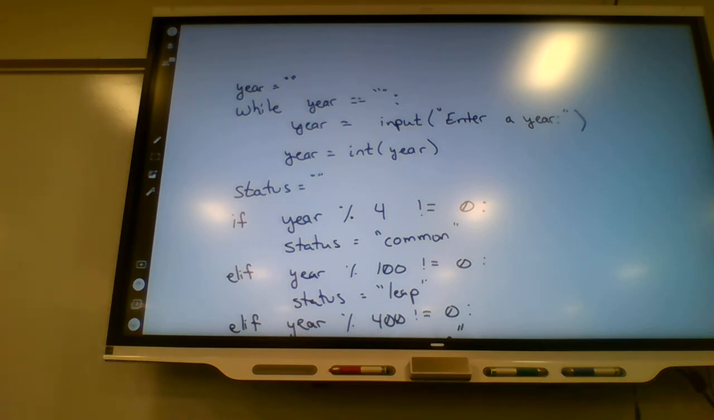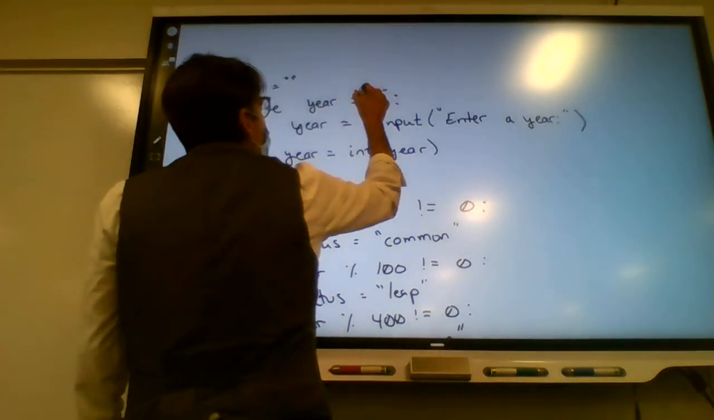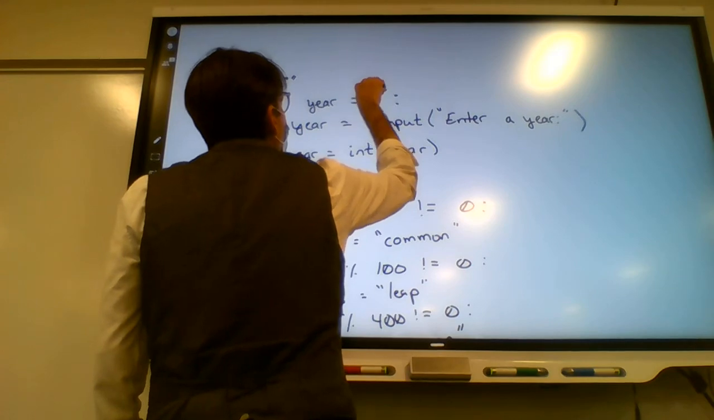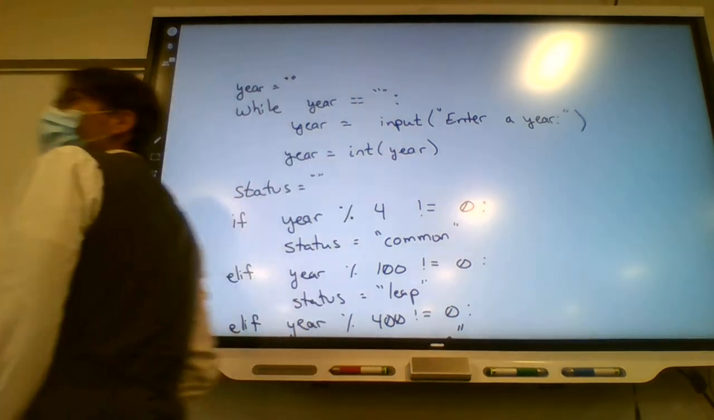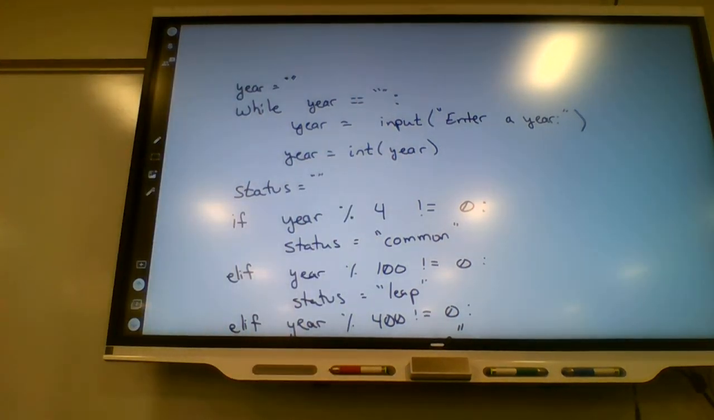And we can add other conditions. We can make sure that it's a number. We can do all kinds of things, right? But for right now, so what are we looking at? We're saying that the year is an empty string to begin with. And while it stays empty, let's ask them to enter a year.